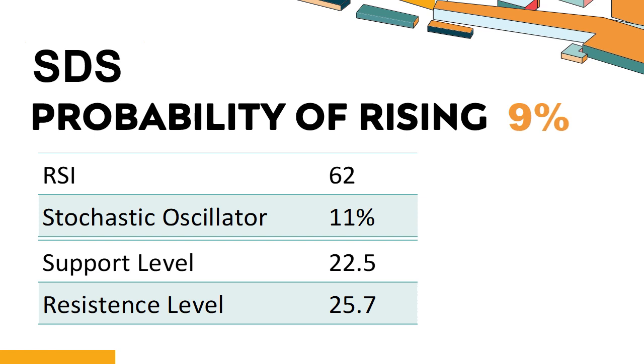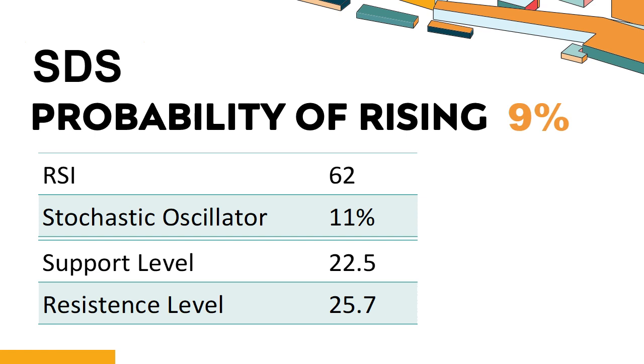This means that the security's price has been rising but has not yet reached overbought levels, which are usually considered an RSI reading of 75 or higher. The current stochastic oscillator of SDS is 11%. When the indicator falls below the 20 level, it is usually considered oversold, indicating that a price rebound or recovery is likely for the stock.